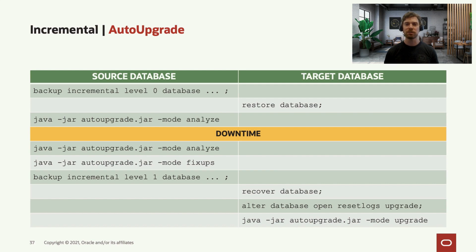Now when it comes to the downtime, to our migration window, we stop our connections on this system. We run the analyze mode again just to ensure that nothing is different since the latest analyze run. And finally, we run the fixups mode. Now we are going to fix anything that's pending on the system to do the upgrade. Now we stop this database system, put it in mount mode or in read only mode, and take this final incremental level one backup. We move it to the target environment, recover the database, open it with resetlogs and also with this upgrade clause, and finally we run AutoUpgrade with the upgrade mode in the target environment. And that's it.